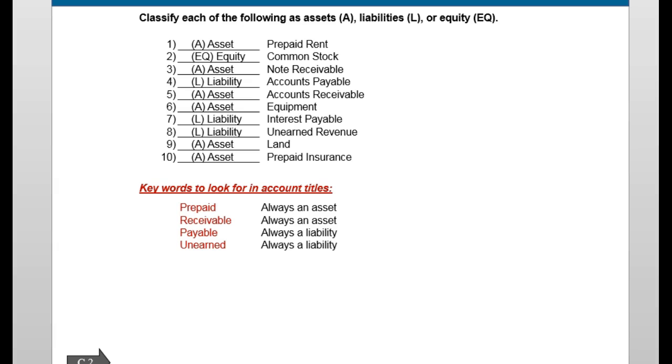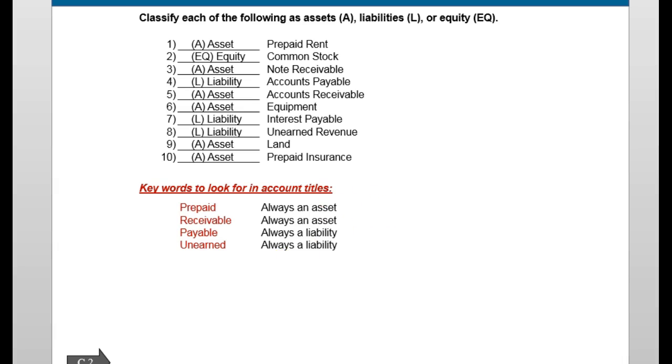And here are things that you need to know, and I don't care about this, I think you pretty well know that. Here are keywords, though, that I want you to look for. If it says prepaid, it's an asset. If it's a receivable, it's an asset. If it's a payable on the end of that account, it's a liability. And anything that says unearned is a liability. Also that accrued. If you see accrued expenses, accrued revenues, that is going to be on the right-hand side of the equation. Those are not assets, okay?